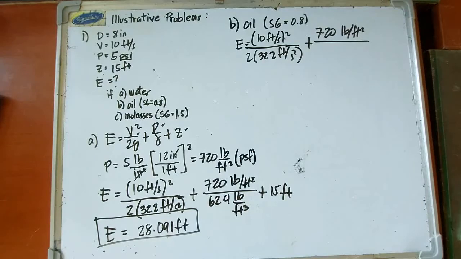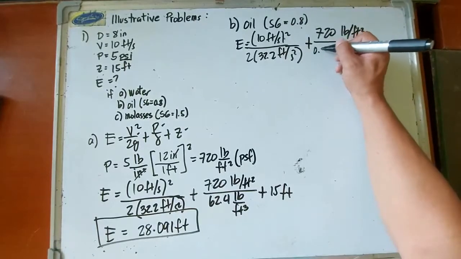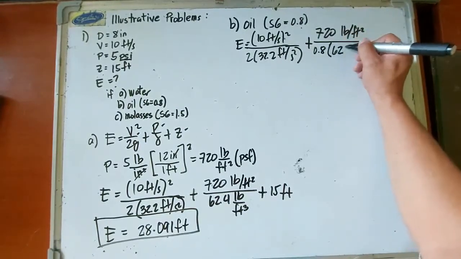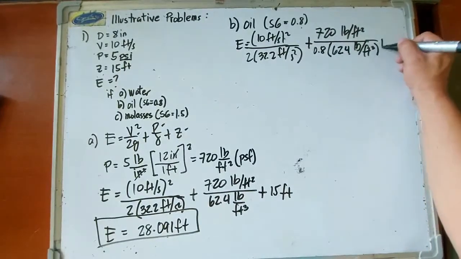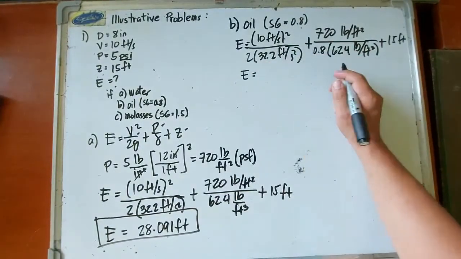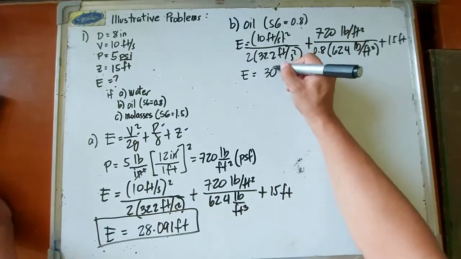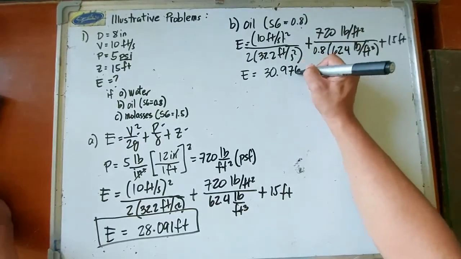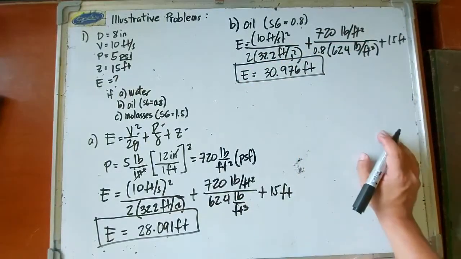You still remember how you convert, given the specific gravity of oil, how do you convert it to an equivalent unit weight? We simply multiply the specific gravity of oil by the unit weight of water. So we have 0.8 times 62.4 pounds per cubic foot, plus the elevation head of 15 feet. So the energy if the liquid is oil is equivalent to 30.976 feet. So that is the energy if the liquid is oil.